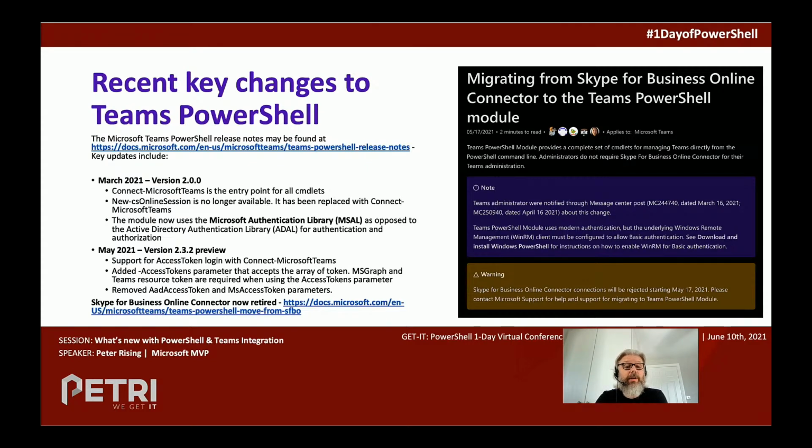MS Graph and Teams resource token are required when using the AccessTokens parameter, and they've also removed the AzureADAccessToken and MsAccessToken parameters. So for more details, take a look at the Microsoft documentation. And crucially, the Skype for Business Online connector is now retired. So if you look at that docs.microsoft.com link there, Teams-PowerShell-move-from-SFBO.